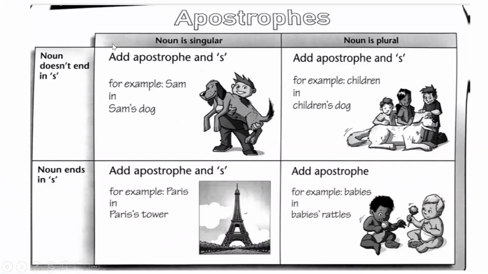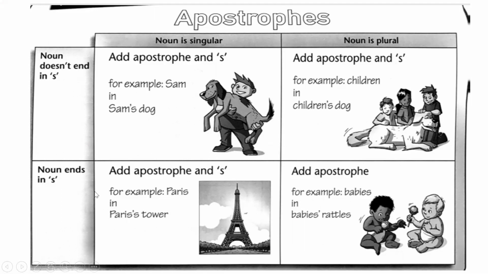singular nouns that do not end in S. For example, Sam. Sam is just one boy. When we are talking about his dog, we would say Sam's dog. We would use an apostrophe S at the end of Sam's name because his name does not end in S.